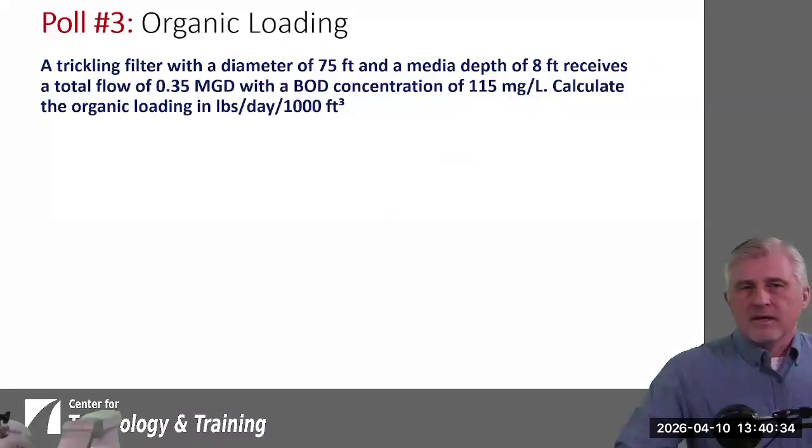So here we have a trickling filter with a diameter of 75 feet and a media depth of 8 feet. It receives a total flow of 0.35 mgd with a BOD concentration of 115 parts per million. We want to know what the organic loading is in pounds per day per 1,000 cubic feet.